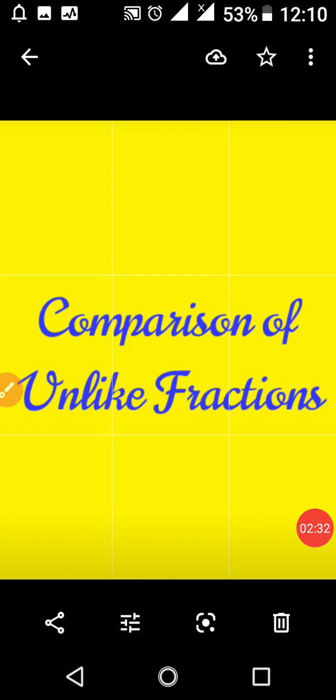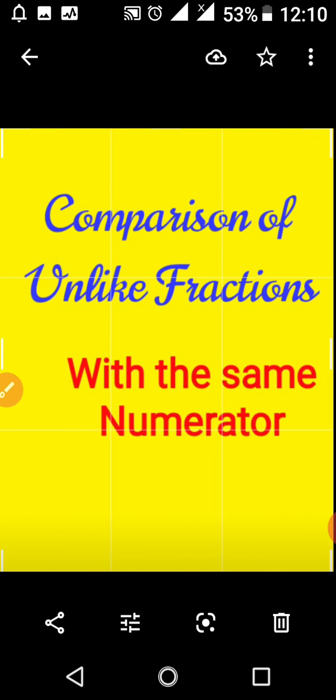Now we will see how to compare unlike fractions. First, we will learn comparison of unlike fractions with the same numerator. Unlike fractions means the fractions which have different denominators. In case the numerators are the same, how to compare the given unlike fractions, now we are going to learn.